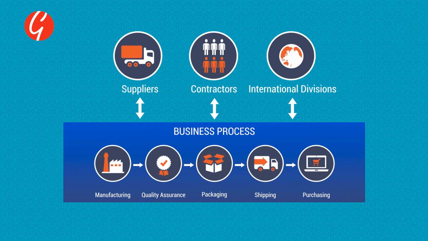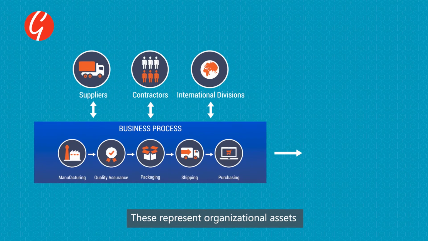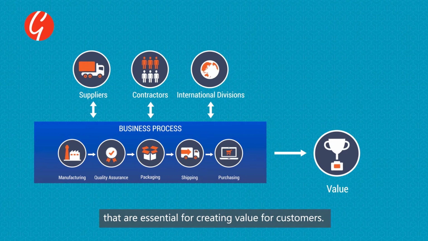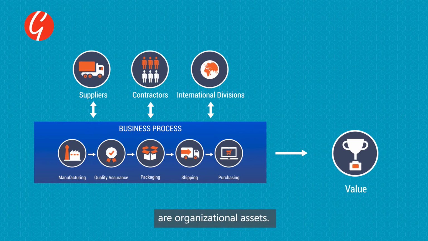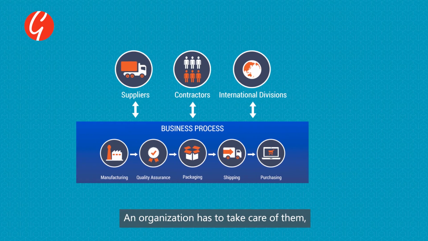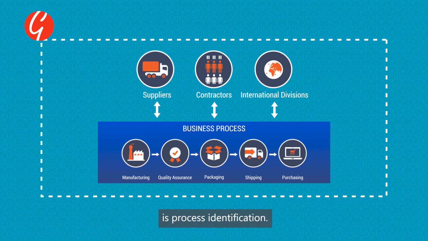In summary, each organisation performs business processes. These represent organisational assets that are essential for creating value for customers. Some business processes are organisational assets. An organisation has to take care of them, and for this, the first logical step is process identification.